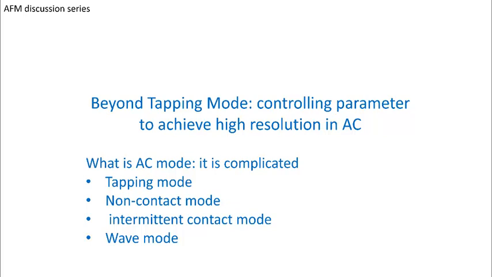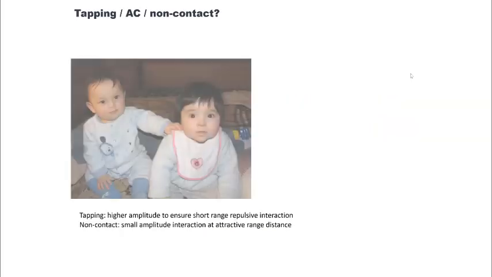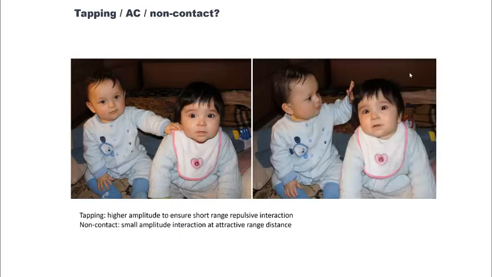All these terminologies are used to describe the tip and sample engaged in an alternating format in contrast to contact mode. So, what is tapping mode or non-contact mode? How does the tip engage with the sample? And how do we use this knowledge to increase the resolution?